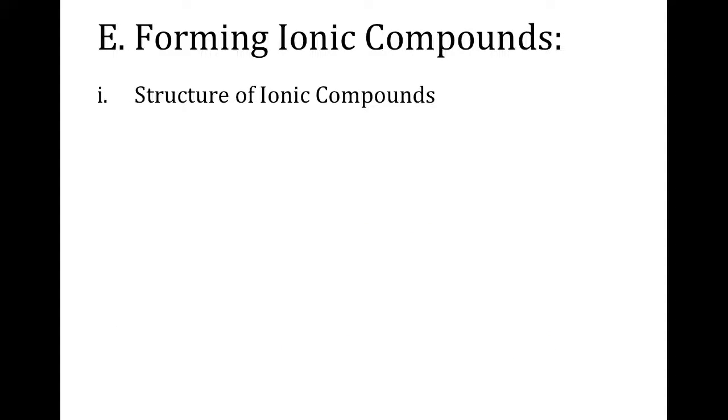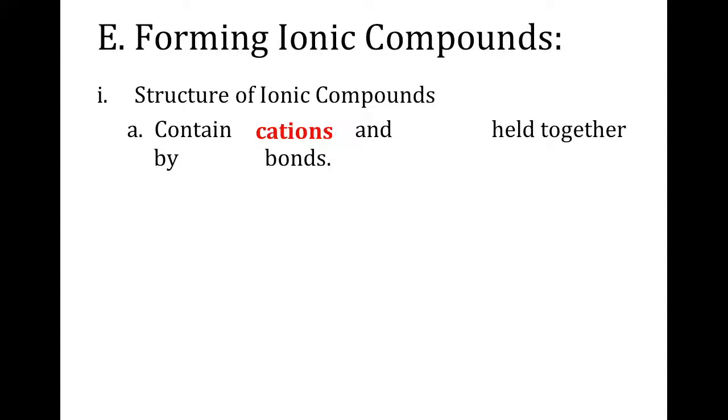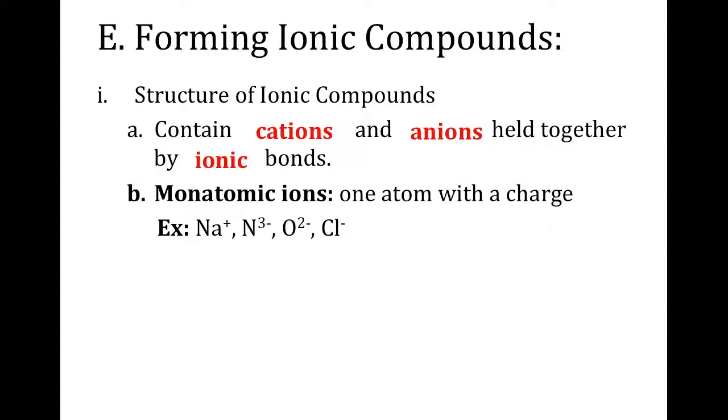Forming ionic compounds. The structure of ionic compounds is they contain cations and anions held together by ionic bonds. Sometimes those ions that we're dealing with can be monatomic. Mono is the prefix meaning one, and atomic comes from the word atom. So they are ions made up of one atom. An example would be sodium plus, nitrogen 3 minus. Notice all 4 of these examples just have one element or one atom.